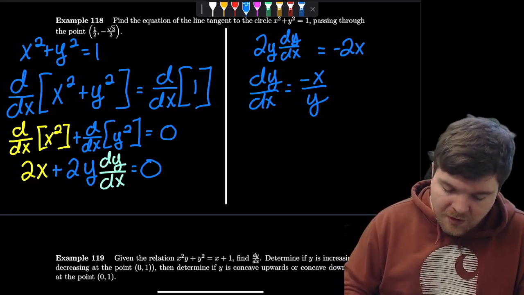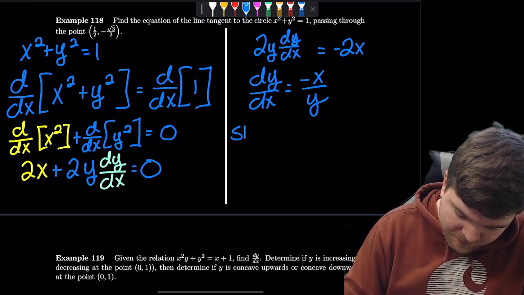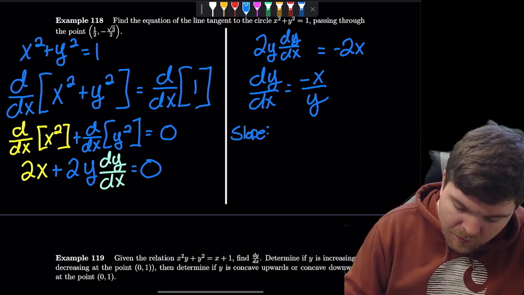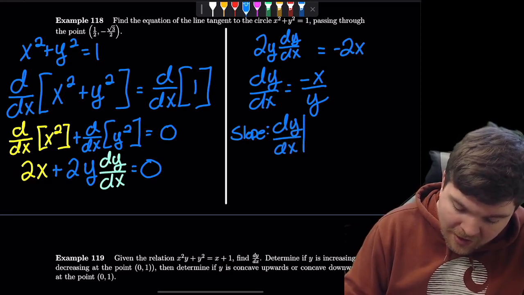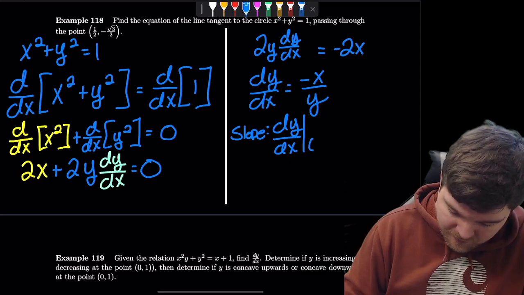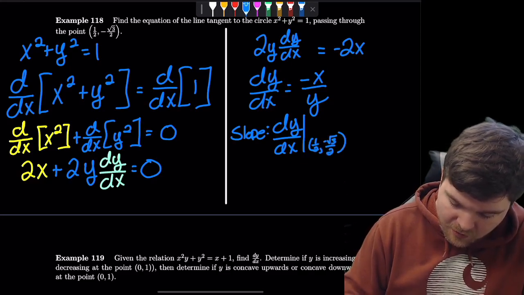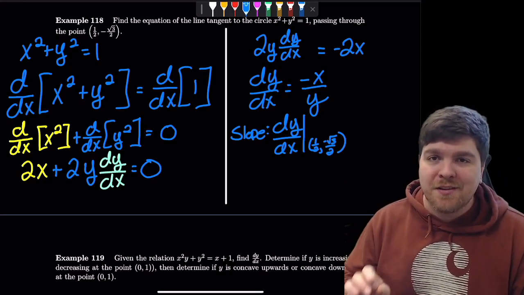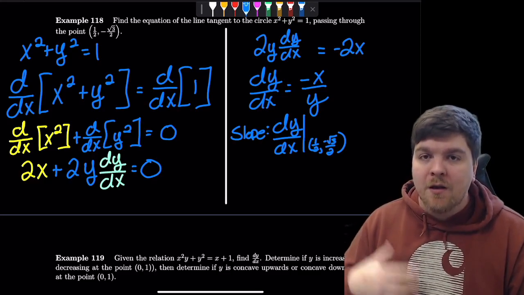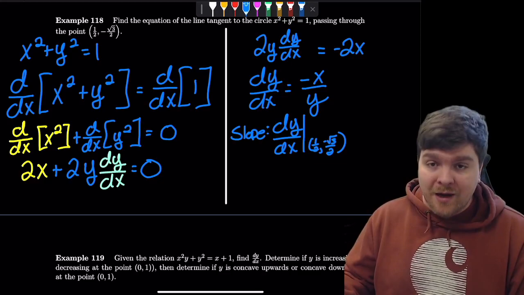So if we want to find the slope of the tangent line, what we want to do is evaluate the derivative at the point (1/2, negative root 3 over 2). This is a little different than most of the derivatives that we've taken so far, because in this case, we're not only plugging in an x value, we're also plugging in a y value.